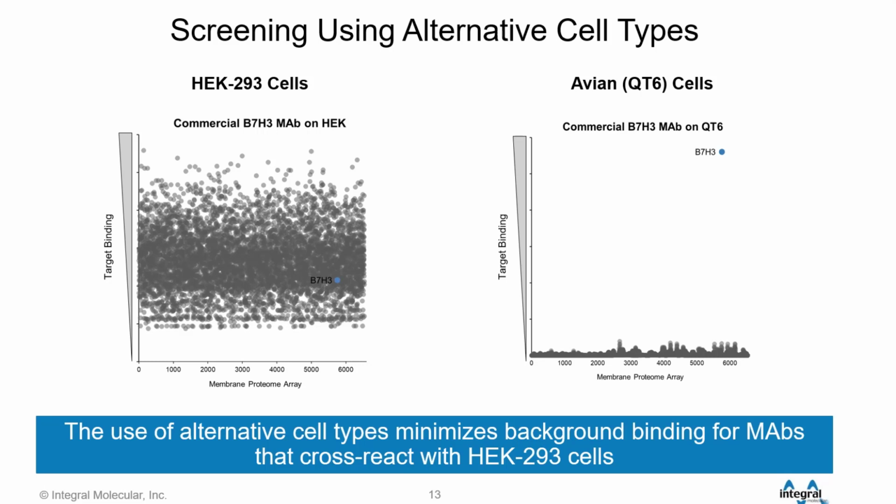So this is a really nice feature of working with Integral Molecular's membrane proteome array, because for each antibody, we will assess which cell line is ideal. And if you do have a case such as this, it's nice to know that we do have a backup option that we can pivot to using the QT6 cells to be able to move forward with your project and check the specificity, as opposed to having to just cancel the project after we see this type of background level binding, which makes it impossible to analyze the data.